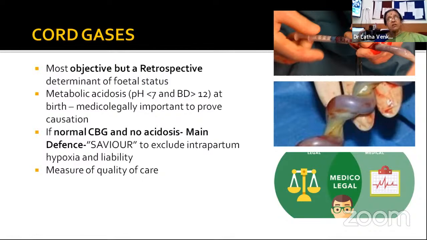Okay, so I think it should be done for all instrumental deliveries, and for all emergency sections where fetal distress or CTG abnormality has been an indication. Please do cord blood. It has to be a venous and arterial sample that we take and interpret.